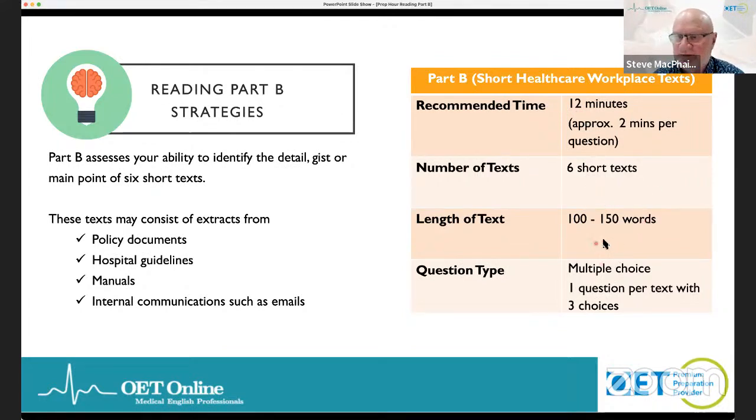All right, each text will be between 100 and 150 words long, so not too long. Some of them are relatively short. Some of them are getting a little bit long at 150 words, but that would be the maximum.